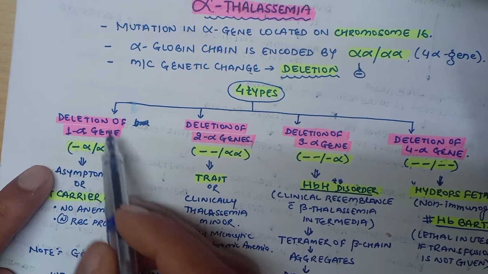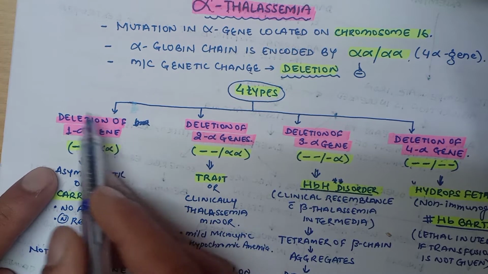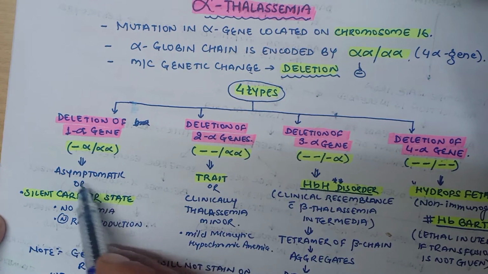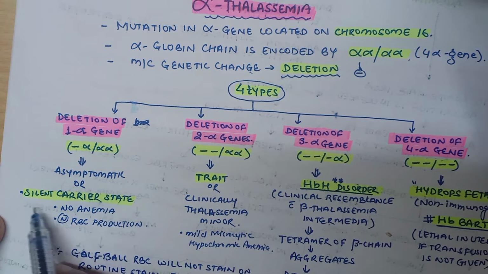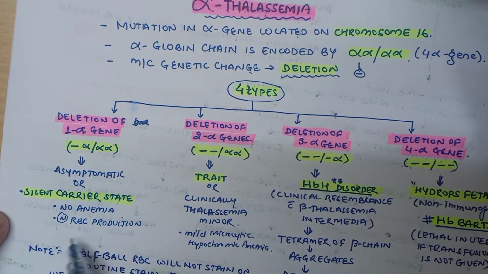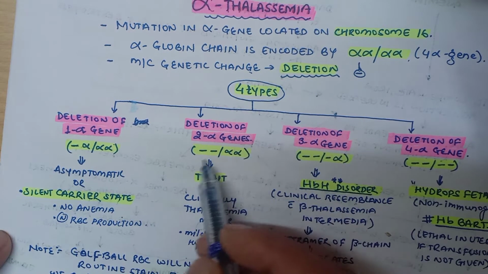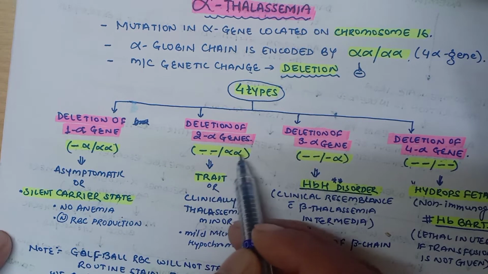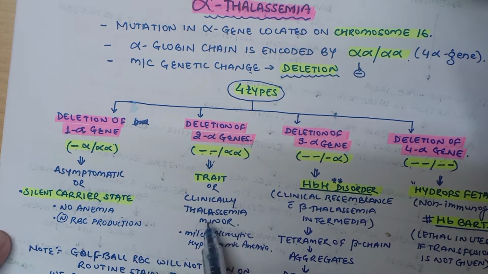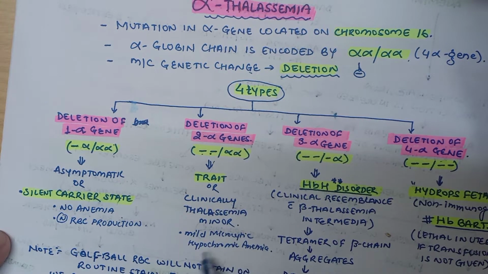Deletion of 1 gene, where 1 gene is deleted out of 4, will cause silent carrier state. So the patient may be asymptomatic, that is, a silent carrier. In this case, there will be no anemia and RBC production will be normal. Whereas in deletion of 2 genes, out of 4 genes, this will result in trait, or clinically thalassemia minor, and you will see mild microcytic hypochromic anemia.